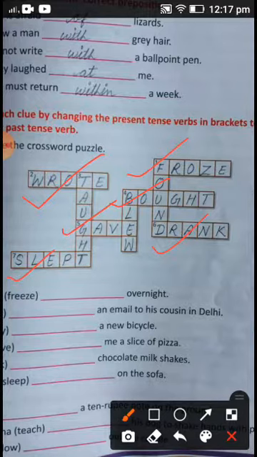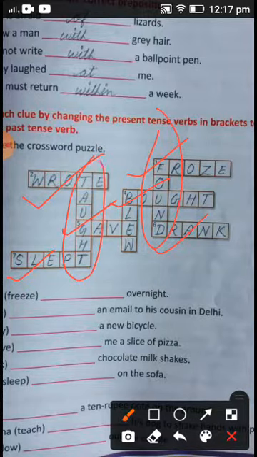Now come to the down side. The first one is I find. So it will be found. I found. Next one is, Mr. Sharma teach his dog to shake hands with people. So taught. Next one is, Tiffany blow out the candle. So blow will be converted to blew, B-L-E-W.